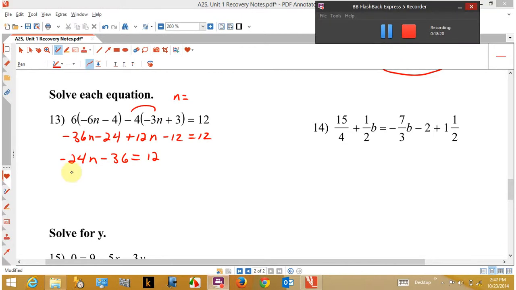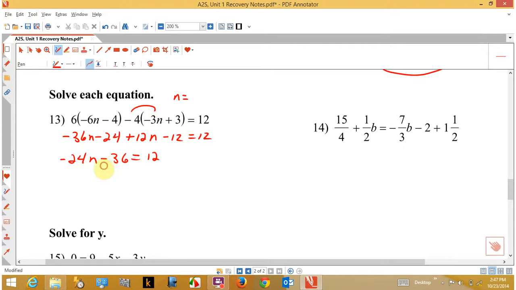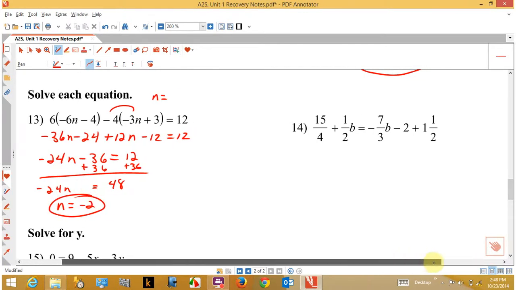Okay, continuing. Next thing I'm going to do is add 36 to both sides. Negative 24n is equal to 48. Dividing both by negative 24, n is negative 2. Okay, let's move over to problem 14.